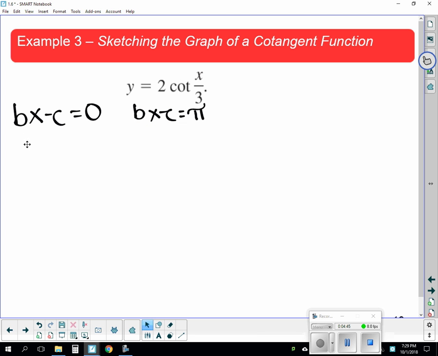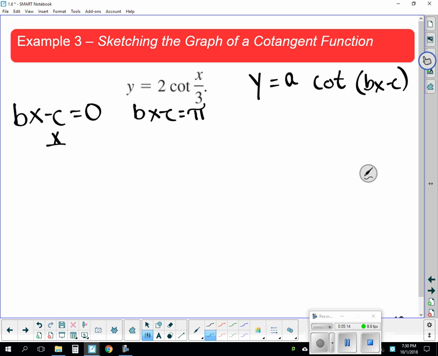Okay, well, bx minus c in this case, remember, by the way, the basic form with these a's, b's, and c's: y equals a times your trig function, and then bx minus c. So bx minus c is what comes after right here, what you're taking the trig function of. In this case, it's x over 3. To solve this, you're going to multiply by 3, you get x equals 0. Multiply by 3, you get 3 pi. So what does that tell you the period is?